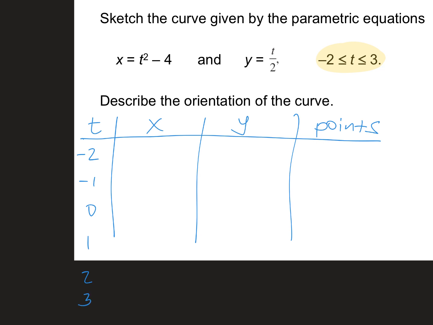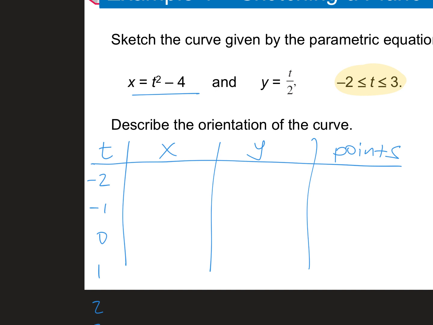I'm going to evaluate the X equation first. So I'm going to take this X equation right here, and I'm going to plug in -2. So I have -2 squared minus 4. What is -2 squared? 4. And then 4 minus 4 equals 0. So my point at time -2 is 0, comma. How do I figure out what the Y is? Plug it into the Y equation. So I'm going to take -2 over 2 and get what? -1. So the first point that I'm going to plot is (0, -1). Questions? Okay, so we're going to do it again.